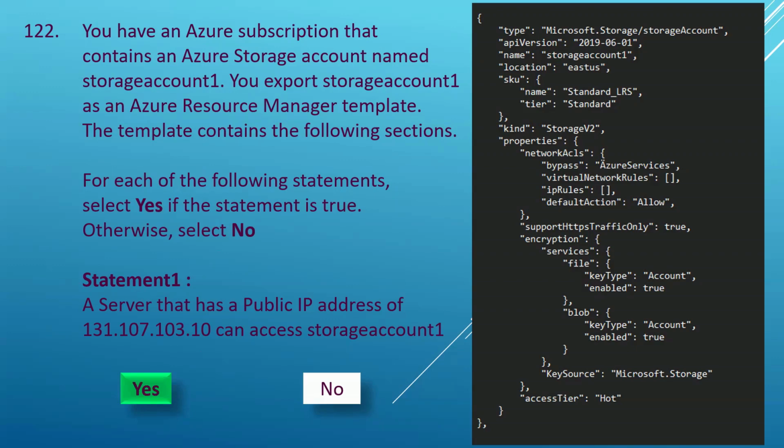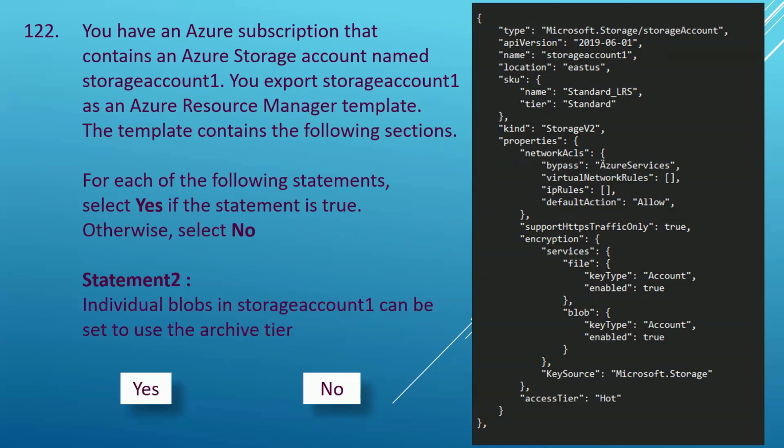A server that has a public IP address of 131.107.103.10 can access storage account 1. And in fact, since there are no IP rules mentioned in this ARM template, for the scope of this question, IP address doesn't really matter at all. Even if there was a different IP address, the statement would still have been true.